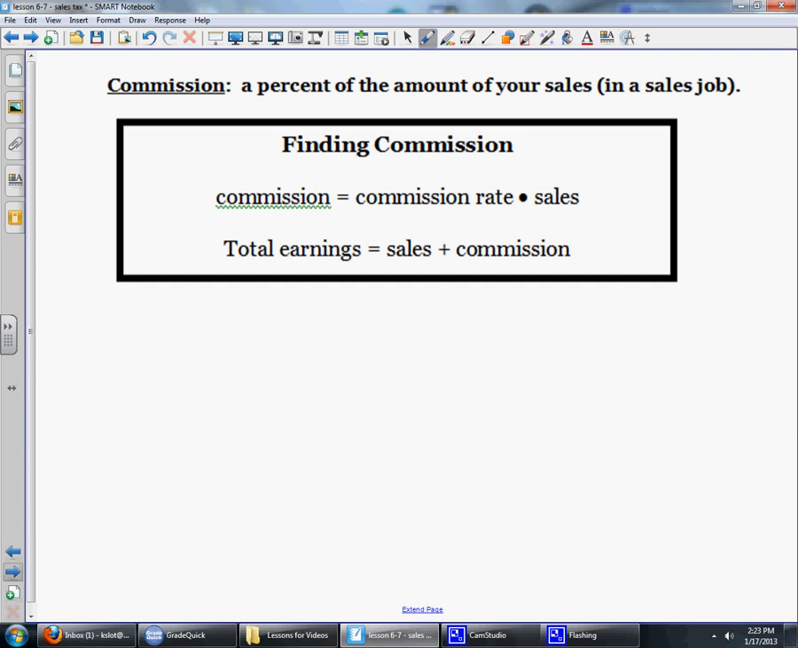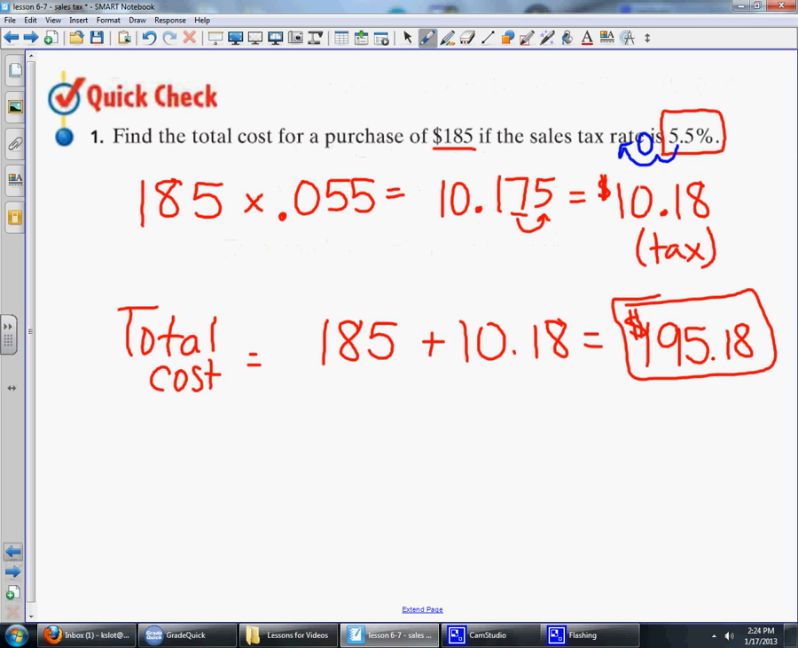So commission is very similar to finding the tax on an item. You're going to take your commission rate, which is always going to be a percent, and then multiply it by your amount of money in sales, which is going to be a dollar amount. Then to get your total earnings, you take your sales and add it to your commission. So let's look at an example.